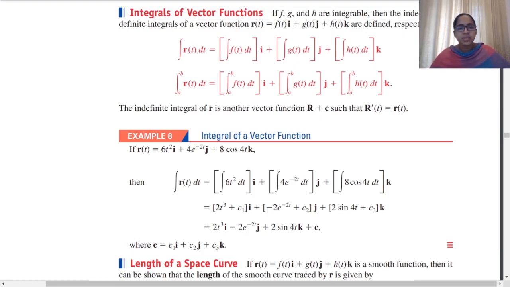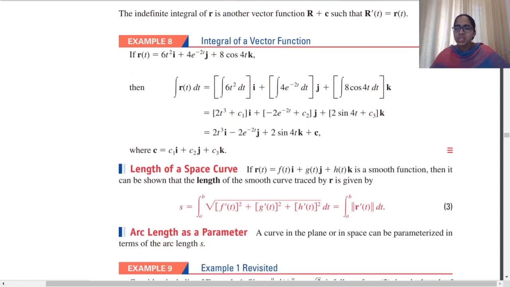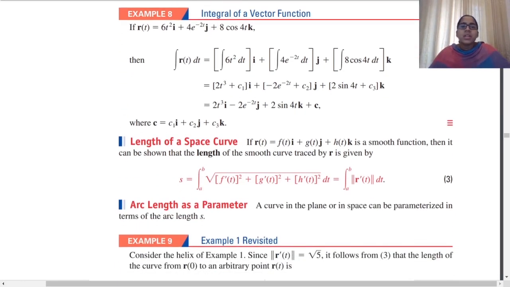And similarly the integral from a to b of r(t), that is the definite integral, will be the integral from a to b of f(t) dt i plus the integral from a to b of g(t) dt j plus the integral from a to b of h(t) dt k. The indefinite integral of r is another vector function capital R(t) plus c, such that R'(t) is equal to r(t). So when we are doing the integration part, we have to consider the constant also. So this is pretty much where we have to find the integral of a vector function.